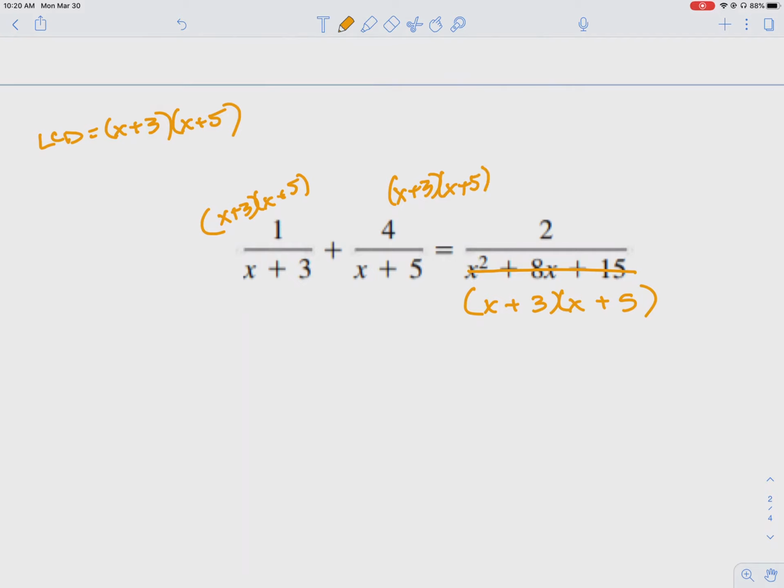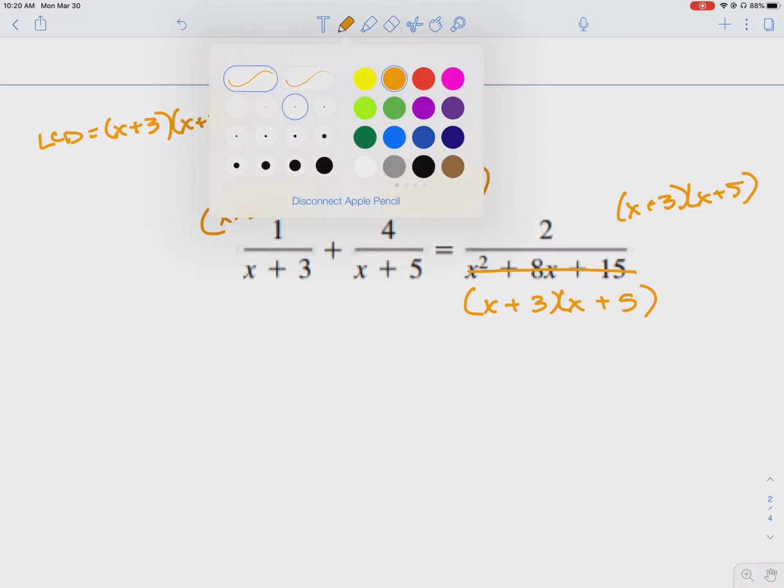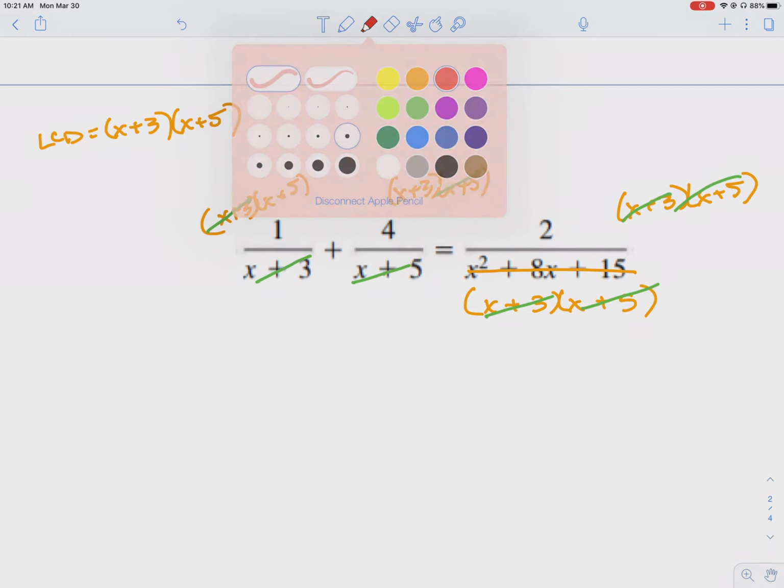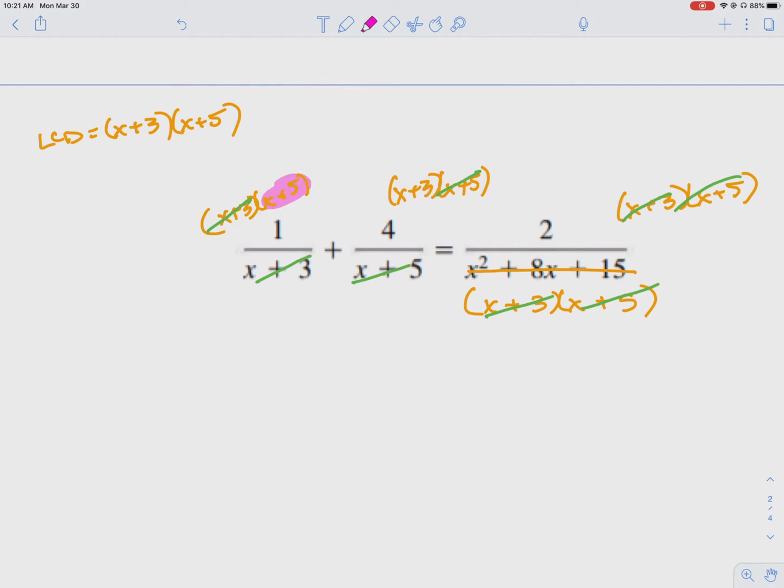And the reason we're doing that is we're going to try and get rid of all my fractions on the bottom. So then I'm going to cancel out. Cancel the x plus 3's out. Cancel x plus 5's out. Same thing here. So I don't have anything in the denominator. Let's see what I have left. I'm going to go back to pink. I like pink. Okay. So let's see what's left. We've got an x plus 5 left here. We've got a plus 4, and then my x plus 3.